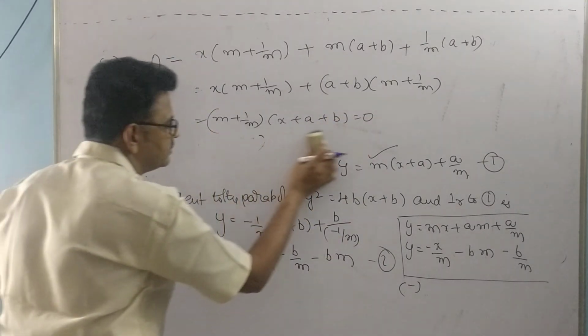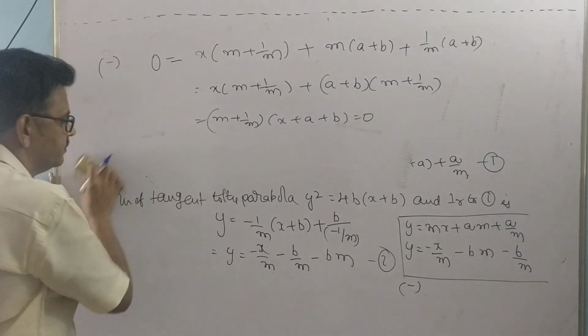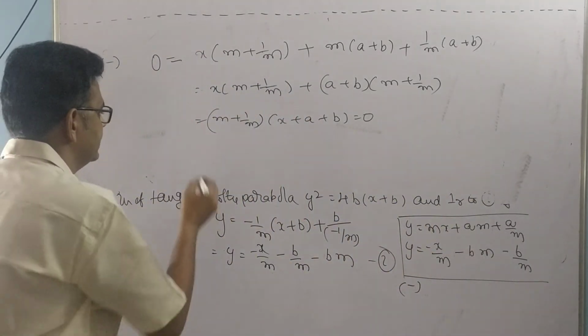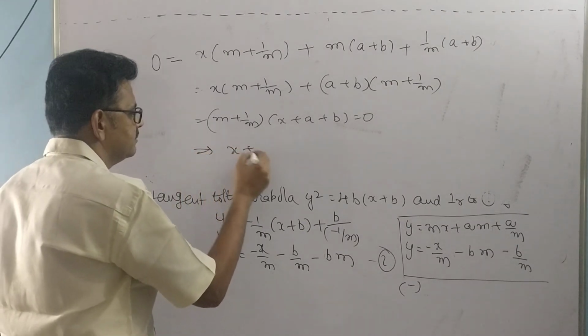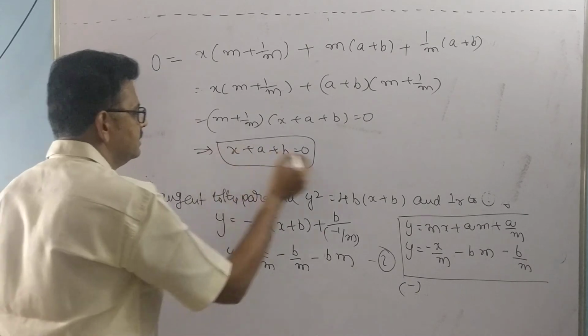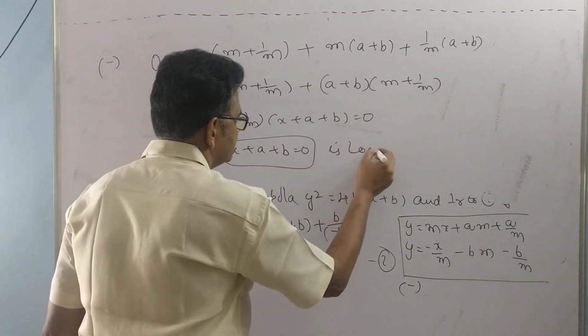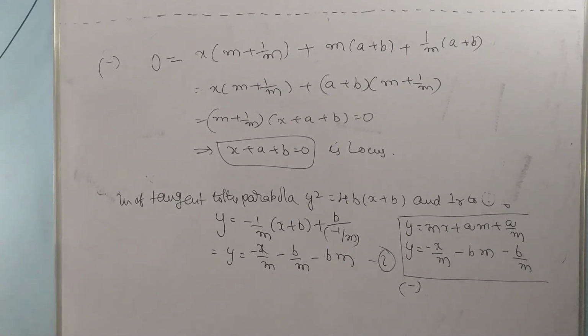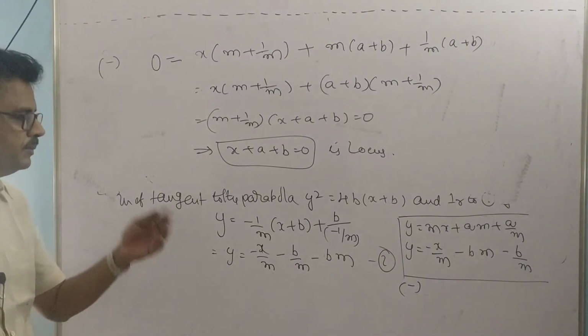Since m plus 1 by m is not 0, therefore x plus a plus b equal to 0. This is the locus of the point of intersection of two tangents which are perpendicular to each other.